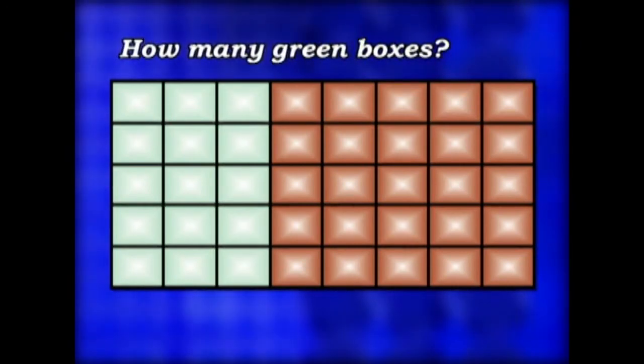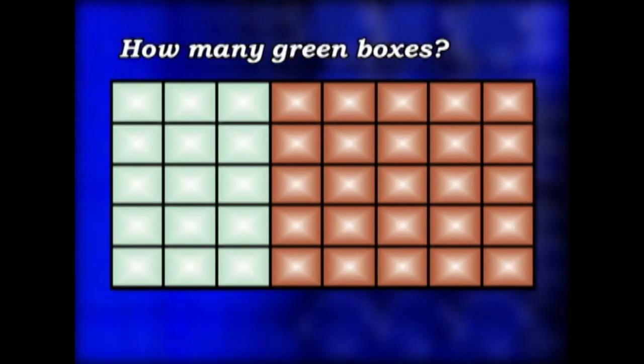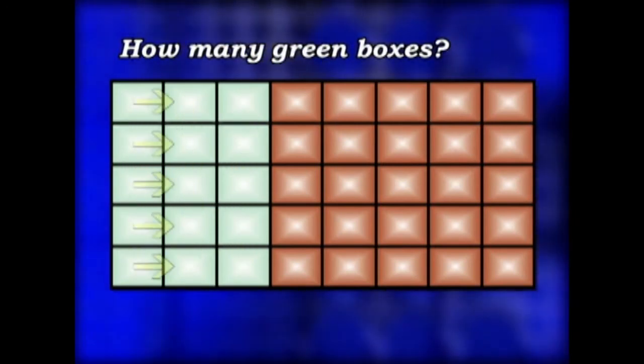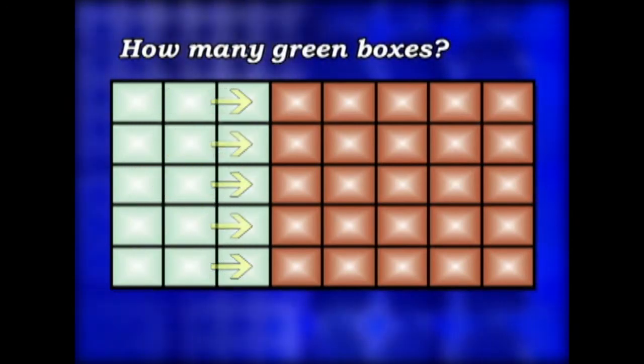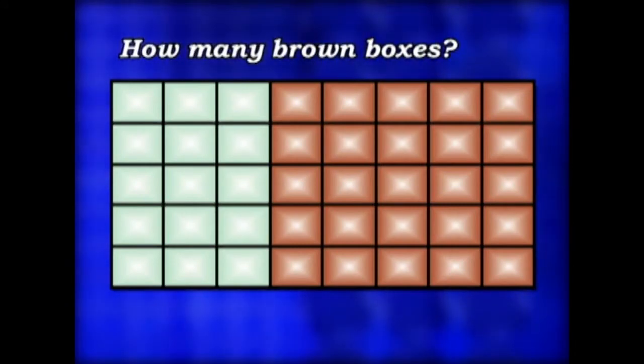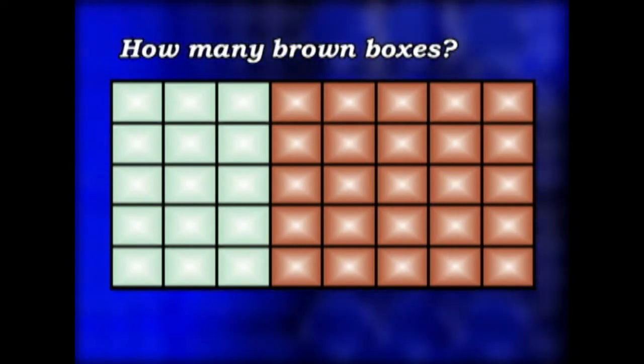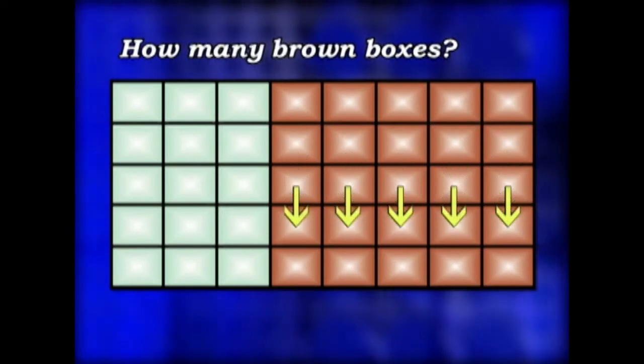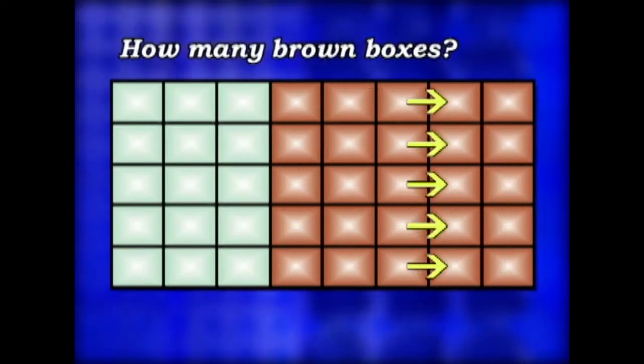How many green boxes are there? There are 3 columns and there are 5 rows. How many brown boxes are there? Well, there are 5 columns and there are 5 rows.